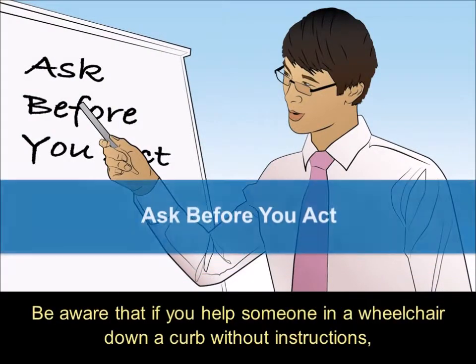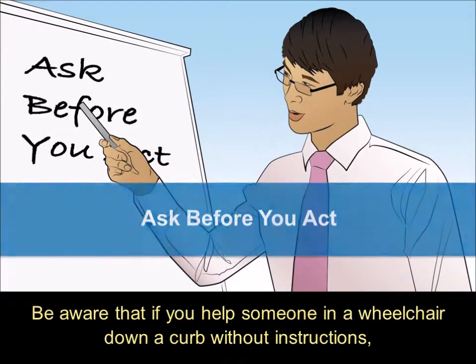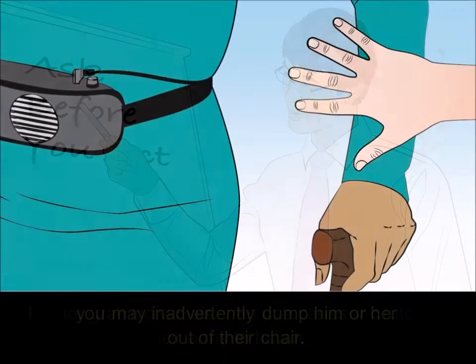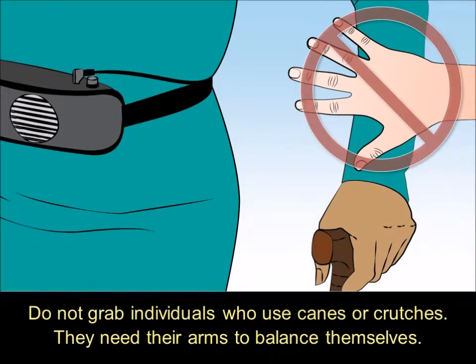Ask before you act. Be aware that if you help someone in a wheelchair down a curb without instructions, you may inadvertently dump him or her out of their chair. Do not grab individuals who use canes or crutches. They need their arms to balance themselves.